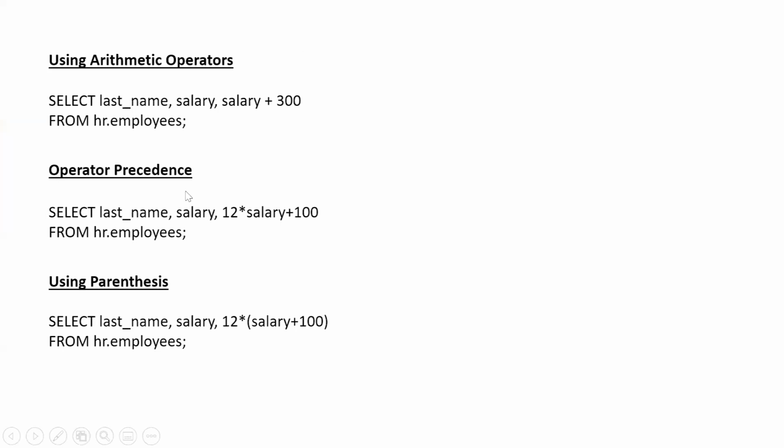Next thing, operator precedence. Like I told you, if you have multiple operators in the same line, like 12 into salary plus 100, multiplication comes first in our BODMAS rule. The operator precedence is nothing but the BODMAS rule, which we learned in school. Last name and salary are still the same. What we are doing is multiplying my salary with 12 first, and then I add 100 to it.